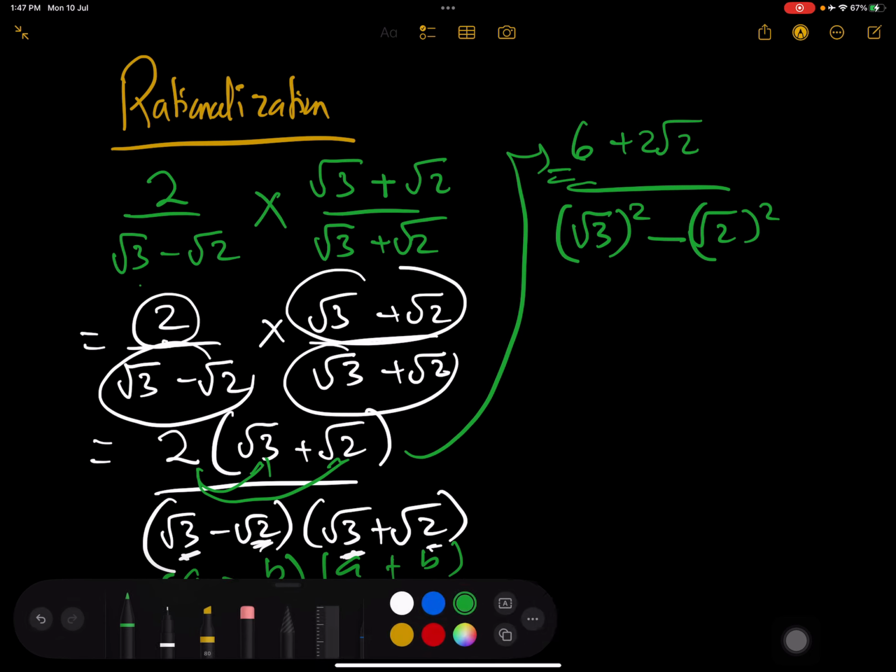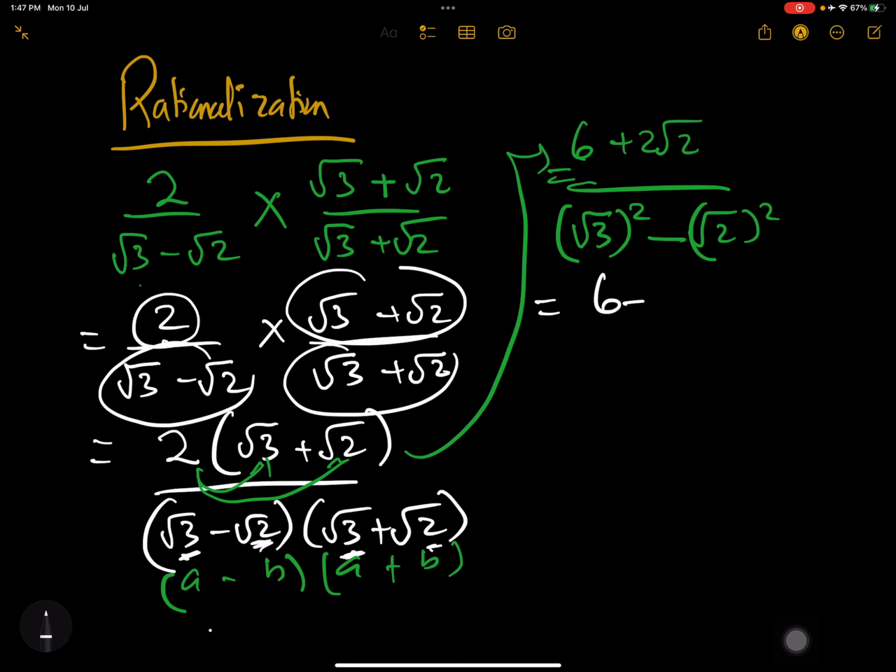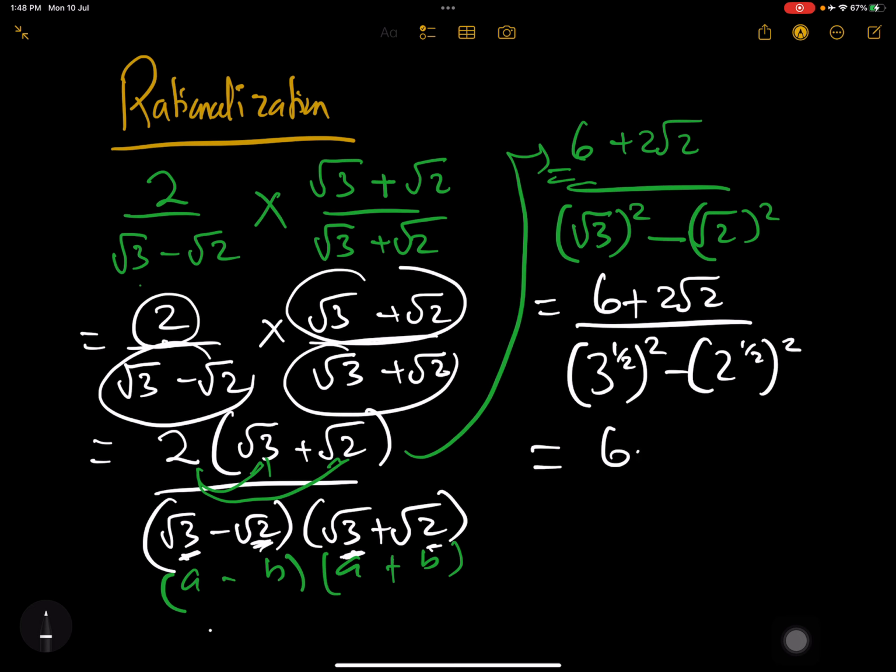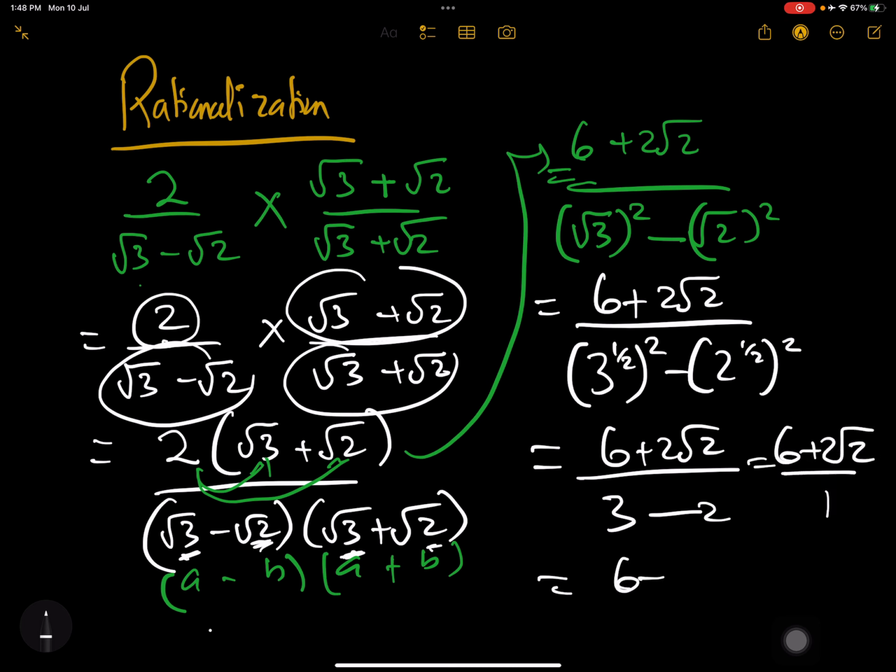So we're going to end up having at the top 6 plus 2 square root of 2, divided by 3, because 3 to the power half squared, minus 2 to the power half squared. And we're going to have 6 plus 2 square root of 2 divided by 3 minus 2. 3 minus 2 is 1, so we have 6 plus 2 square root of 2 divided by 1, which is 6 plus 2 square root of 2. And there you have it.